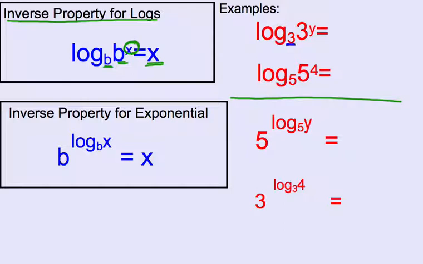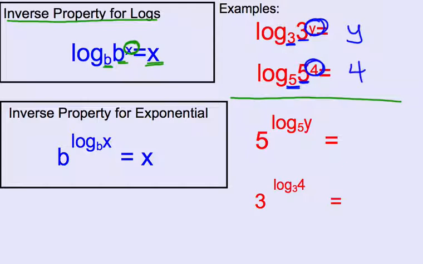I have a logarithm base 3, an exponential base 3. So what my final answer will be is just that power, which now becomes a single y. All right? Next example, logarithm base 5, exponential base 5. So my final answer is 4.